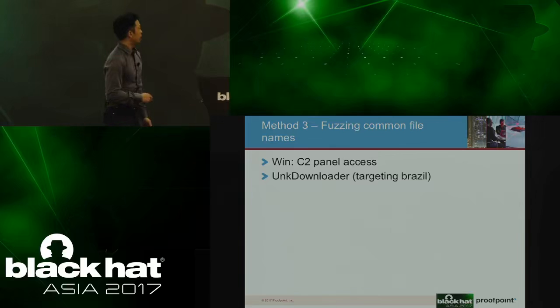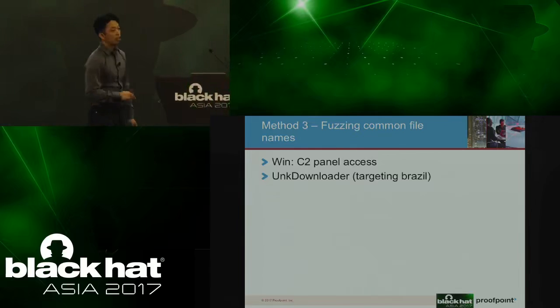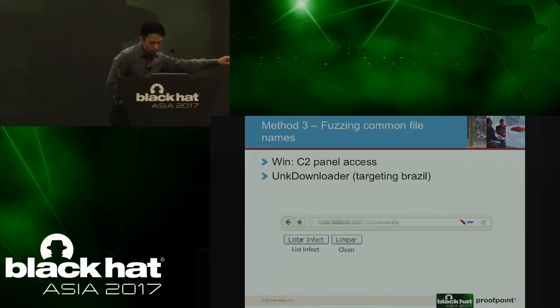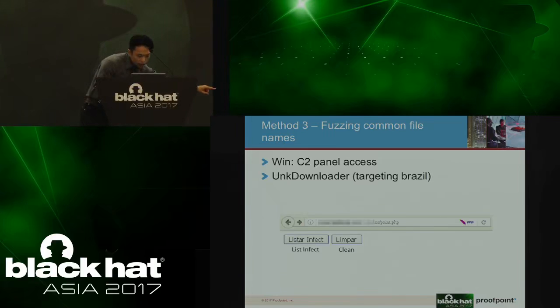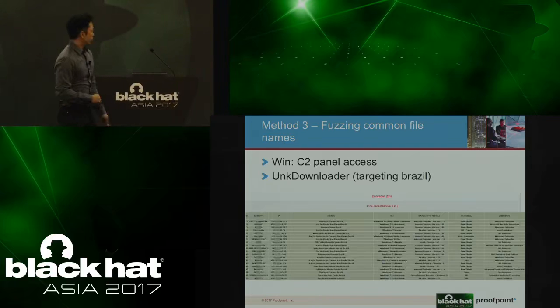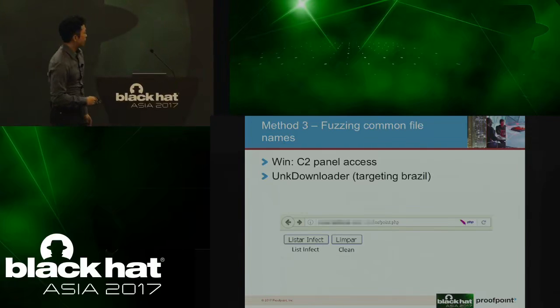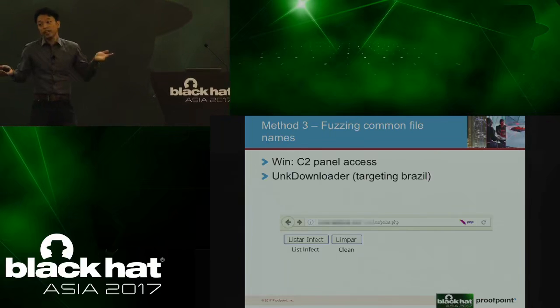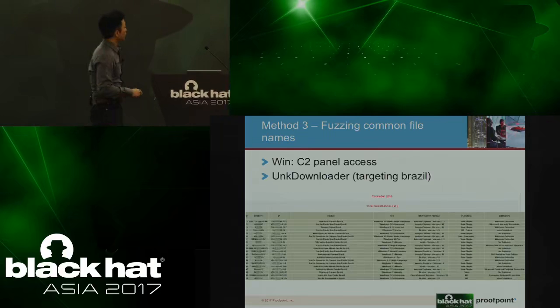Another successful example against the Unk downloader actor, which was targeting Brazil at that time. We were able to find their point.php, which is their command and control URL, and we didn't know that they called it that, but we just fuzzed it out, and then we were able to access their command and control.